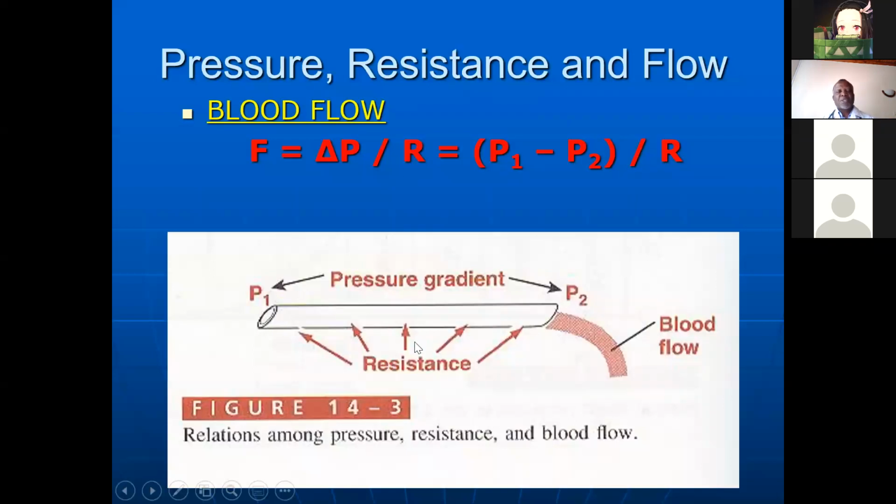Therefore, if we were to measure pressure at P1 and pressure at P2 and velocities, they would also be different. So in terms of the physical law relationship between flow, pressure, and resistance, flow is equal to delta P, which is the difference between pressure at point 1 and pressure at point 2, P1 minus P2, divided by resistance. I hope I'm not bringing back bad memories from physics.